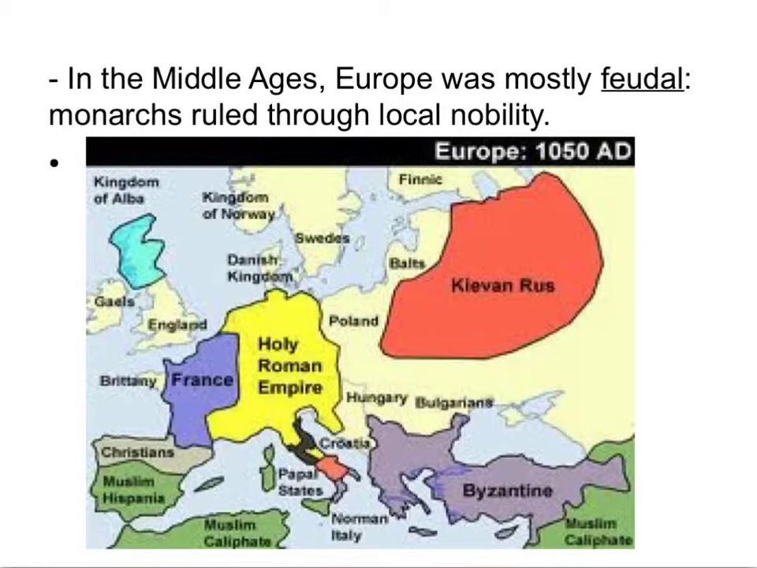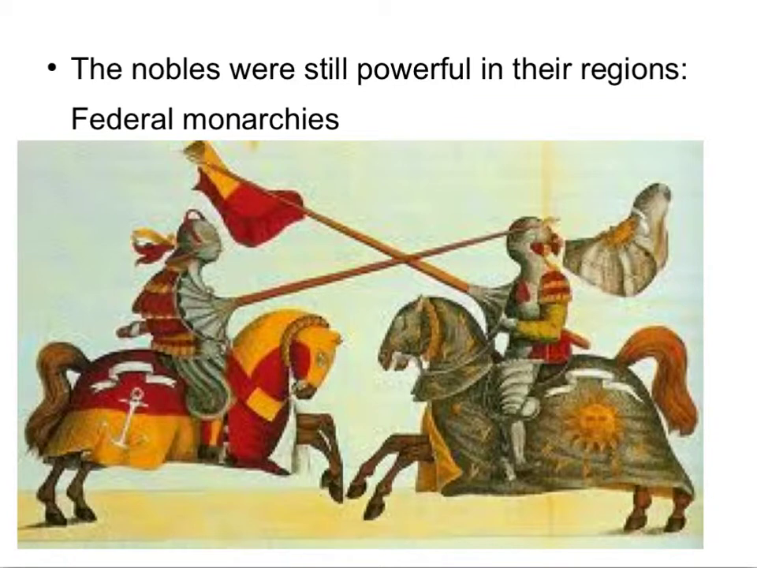This gives you an idea of some of the main kingdoms during that time period. You've got the Russians over there, the Holy Roman Empire, the French, the English, a lot of different countries going on here. The thing about the nobles was that even though the monarch technically ruled, the monarch couldn't fully control the nobles. They definitely had their own spheres of power.